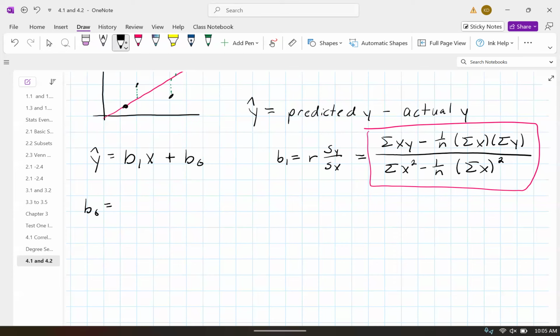Our B sub 0 is the sum of Y over N minus our B1 value times the sum of X over N. So it's the mean of Y minus B1 times the mean of X. You'll notice our B sub 0 equation uses B sub 1. So we have to calculate B1 before we can calculate B0. Order matters in this case.